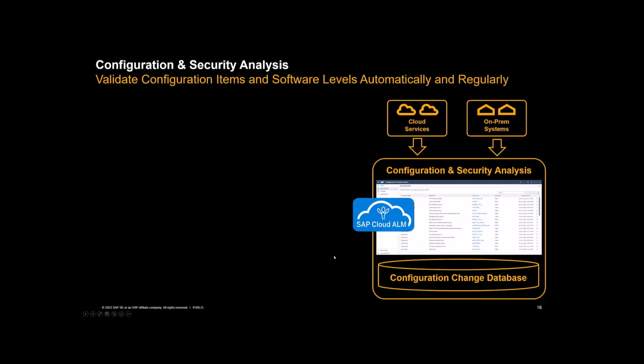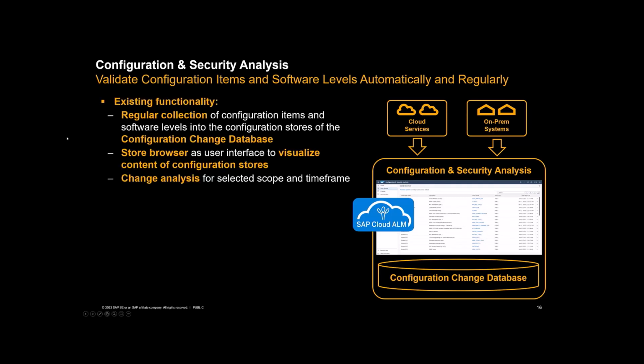Good. And then we have the configuration and security analysis. The idea here is that we collect configuration items from cloud services and on-premise systems, and that we store them in configuration stores, which are part of our configuration change database. And with this, if you always get such a snapshot, we do this perhaps twice a day or once a day, we can also identify if there is a change. So if we see that compared to the last time, the value is a different one for a parameter, then we obviously had a change, somebody did a change. So this is a very generic mechanism to discover changes at the end. So this is the idea.